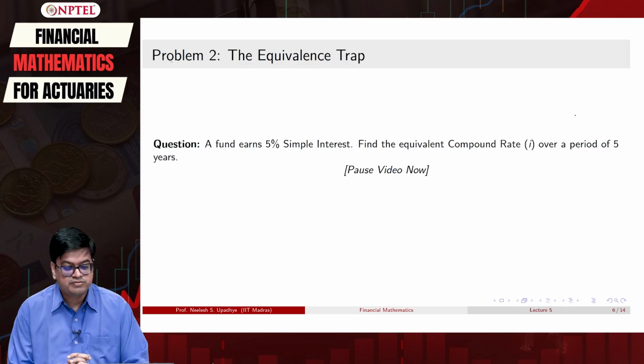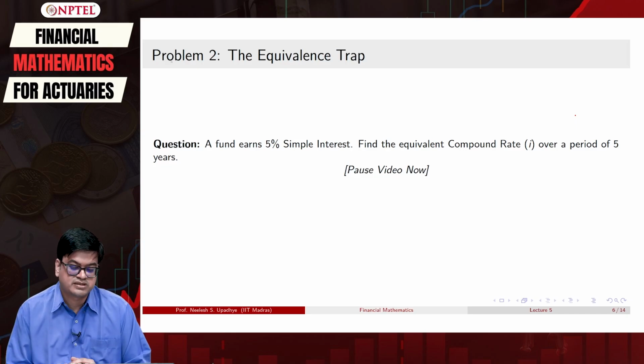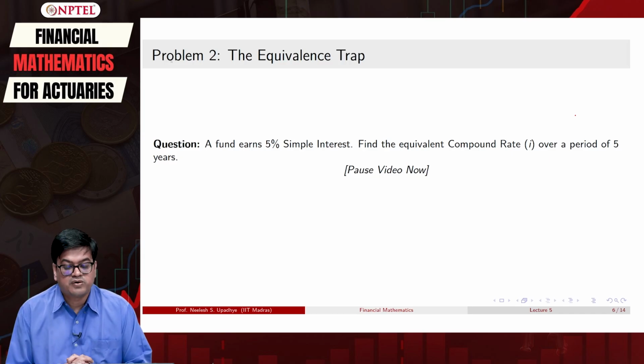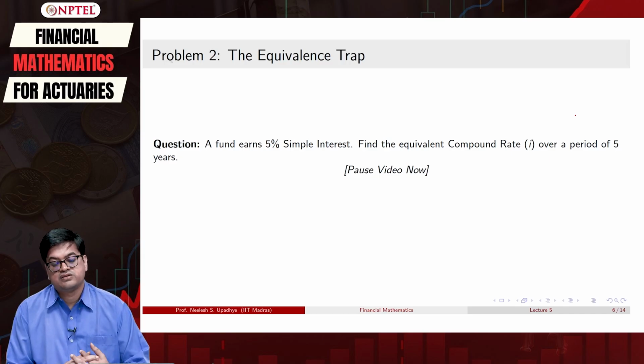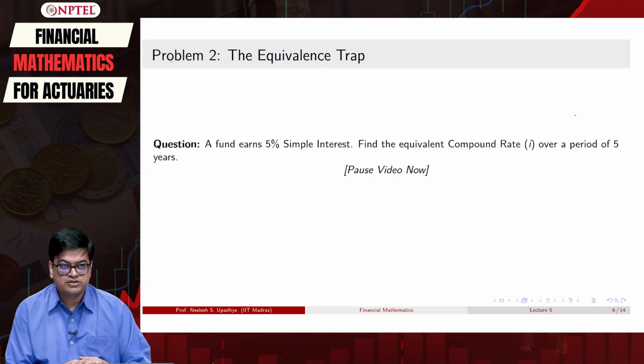You have been told that a fund earns 5% simple interest. I want to find the equivalent compound rate i that I should offer over a period of 5 years so that this particular thing is achieved. Think about it, pause this video, try to attempt the solution, and once you have attempted, resume this video. I will show you the answer.